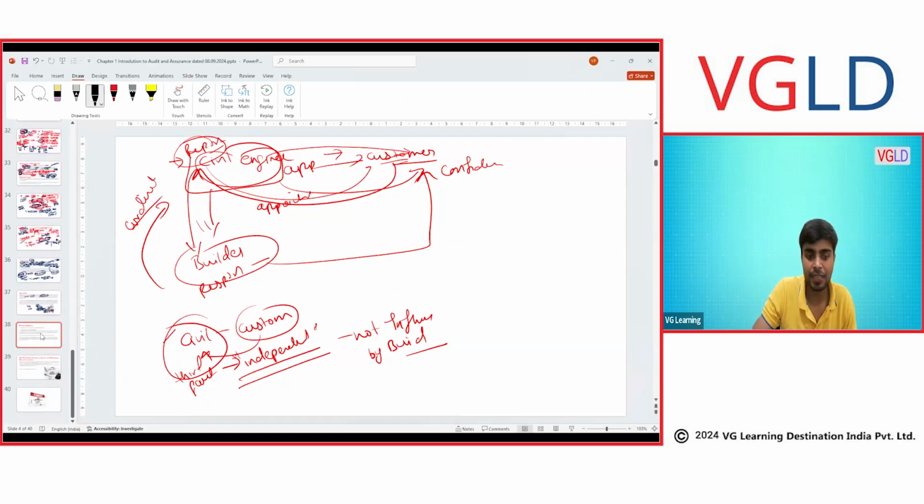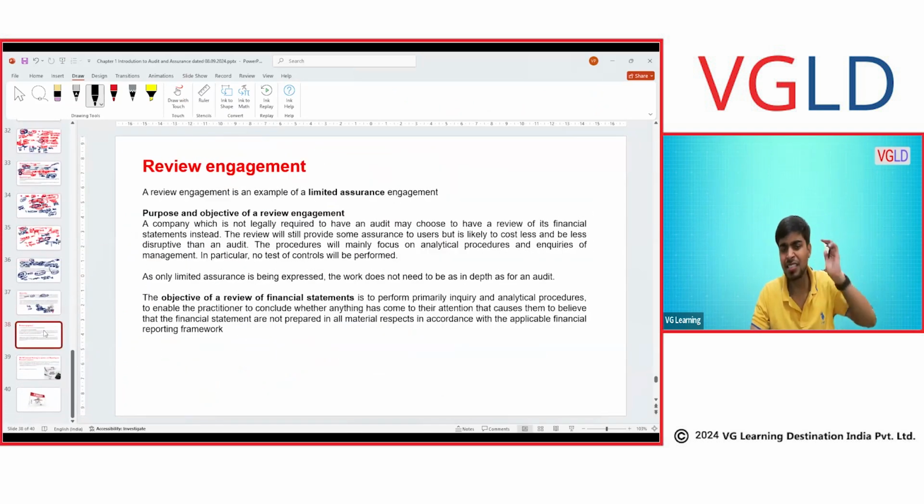This is the last piece, and with this, we will be through. This is just a review engagement, another example of limited assurance. Please read them and let me know if you have any doubt about it. Audit is an example of statutory audit, an example of reasonable assurance. Review engagement is a limited assurance.